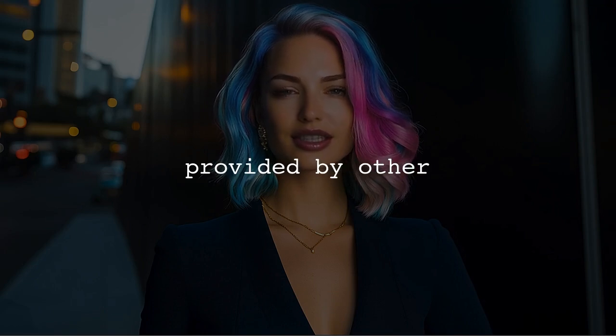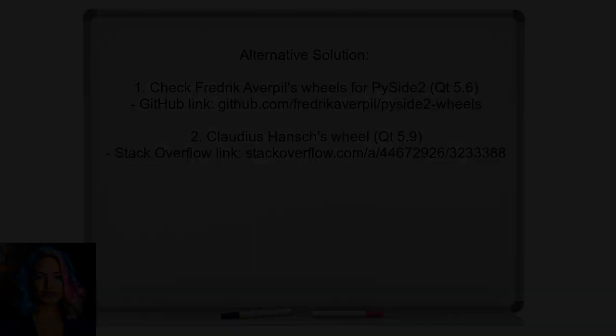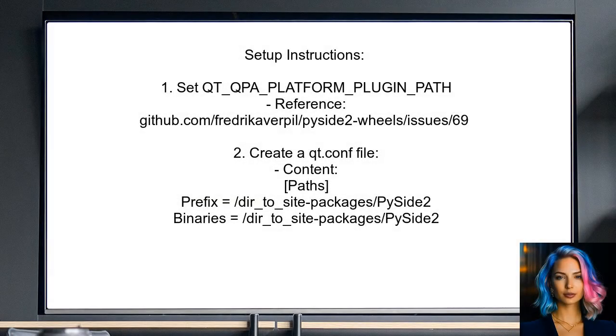Now, let's look at the answers provided by other users. One alternative solution comes from Frederick Averpil, who has created wheels for PySide2. You can find these wheels built with Qt 5.6 on his GitHub page. Additionally, Claudius Hansch offers a wheel using Qt 5.9. Remember to set the Qt UPA platform plugin path environment variable as described in the GitHub issues, or create a qt.conf file in your Python executables folder with specific paths.